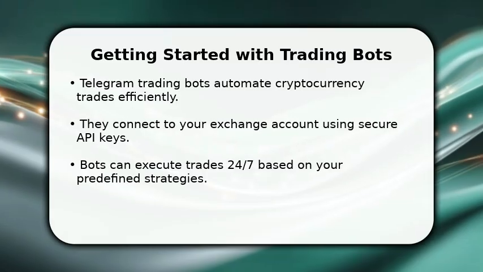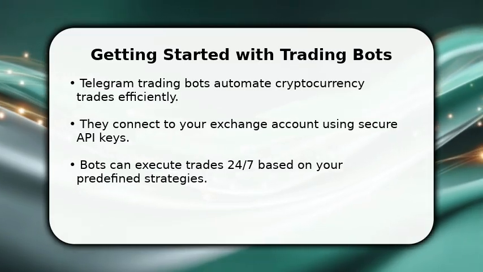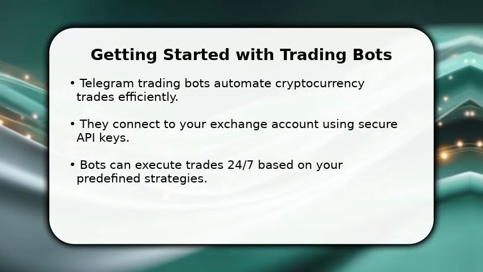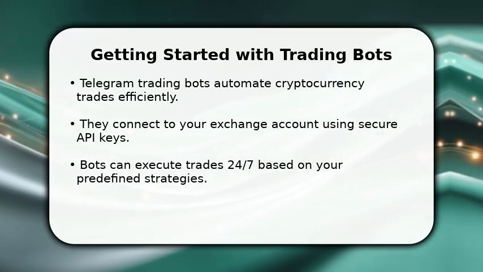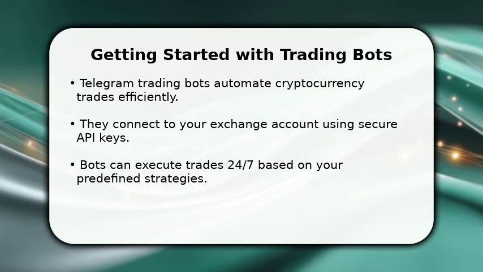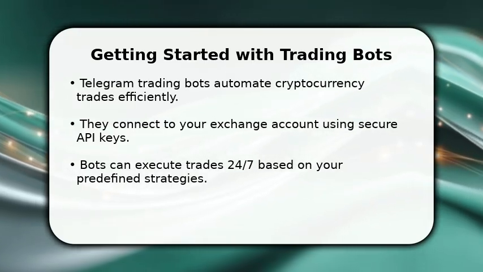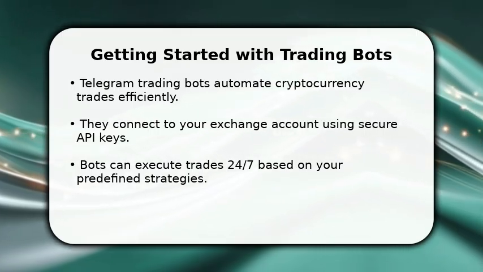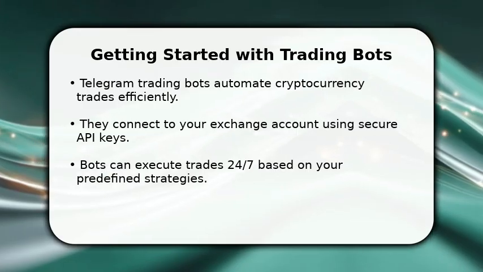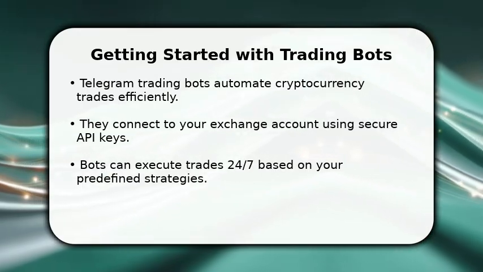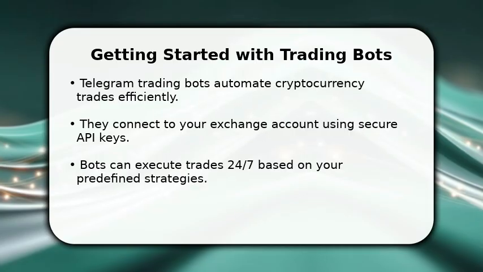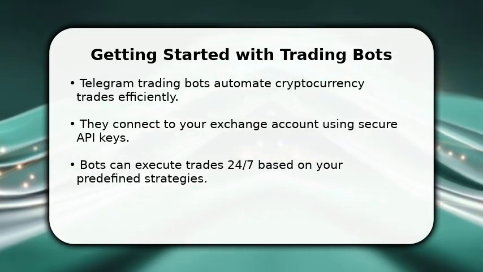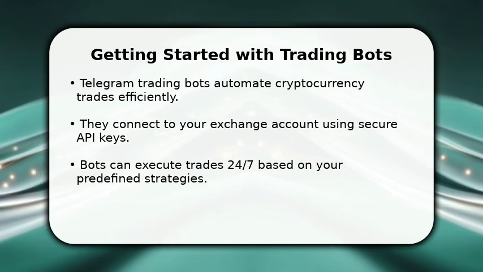In this video, I will explain how to use a Telegram trading bot. First, you need to select a reputable bot and add it to your Telegram. Next, connect your cryptocurrency exchange account by generating and inputting API keys. Ensure these keys have trading permissions, but no withdrawal access for security. Finally, explore the bot's main menu to understand its core functions and available trading pairs. This initial setup is crucial for secure and effective automated trading.